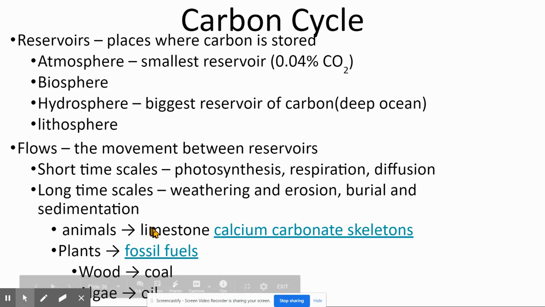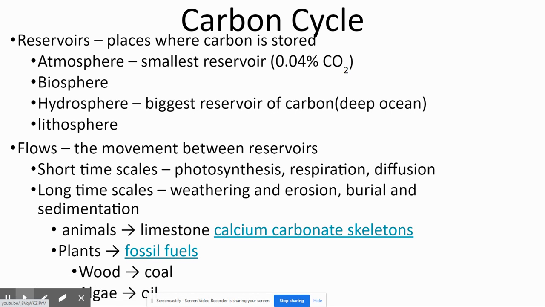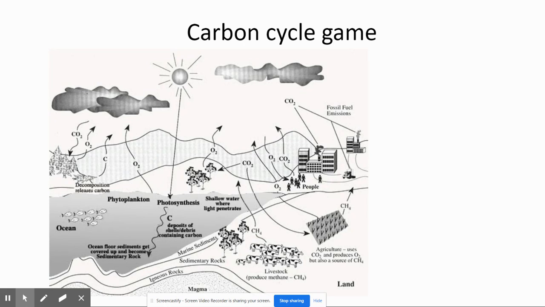So limestone is made through burial and sedimentation, and fossil fuels are made through burial and sedimentation. And you can watch these two videos. This one's actually pretty good right here. Okay, so that's the carbon cycle.